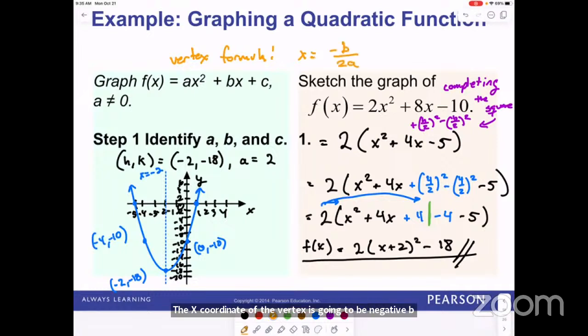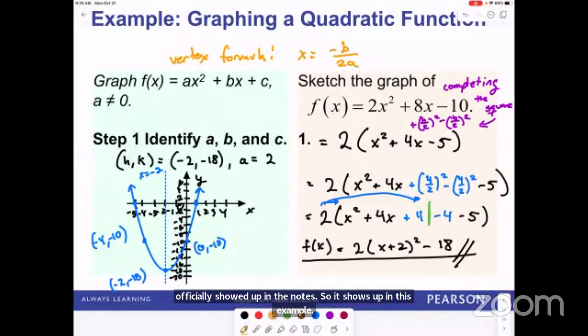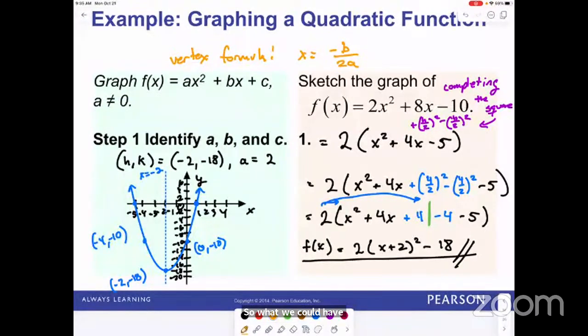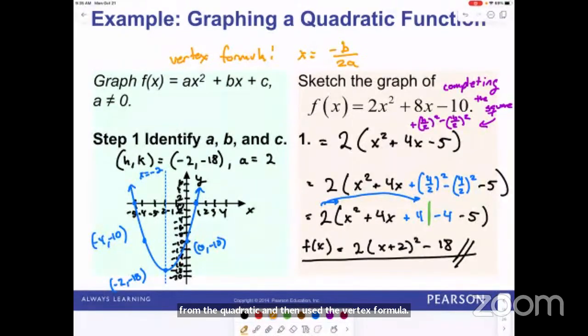I wasn't sure how it officially showed up in the notes. So it shows up in this example. So what we could have done, identified our A and our B from the quadratic, and then use the vertex formula. That'll take us straight to the x-coordinate of the vertex, right? So our A in this case was 2, and our B would have been 8. So it would have been -8 divided by 4, which is ultimately -2, which is the x-coordinate of our vertex.